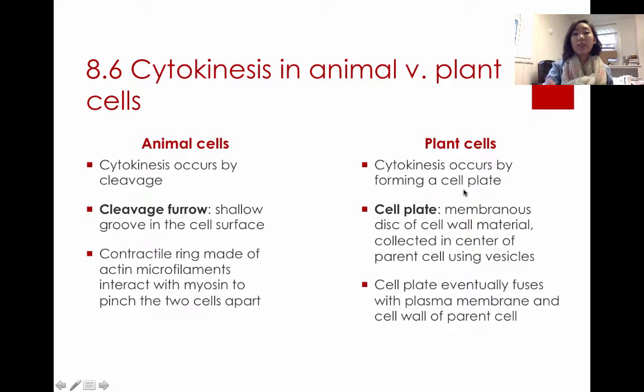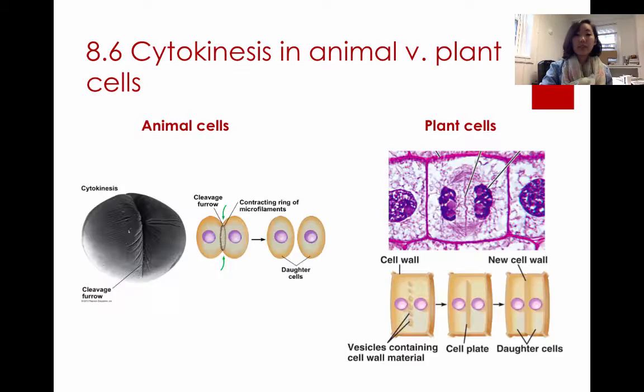For plant cells, because it has a cell wall, it can't just pinch in like that. So what happens is it forms a cell plate. A cell plate is made up of little vesicles that line the middle of the parent plant cell, and the vesicles contain some of the cell wall material. So it starts to form a temporary cell wall in the middle of the parent cell, and eventually that cell plate fuses with the top and the bottom of the plasma membrane and the cell wall of the parent cell, and then it separates into two plant cells.